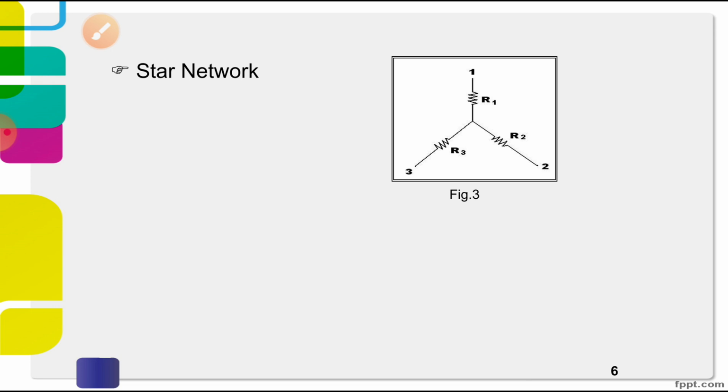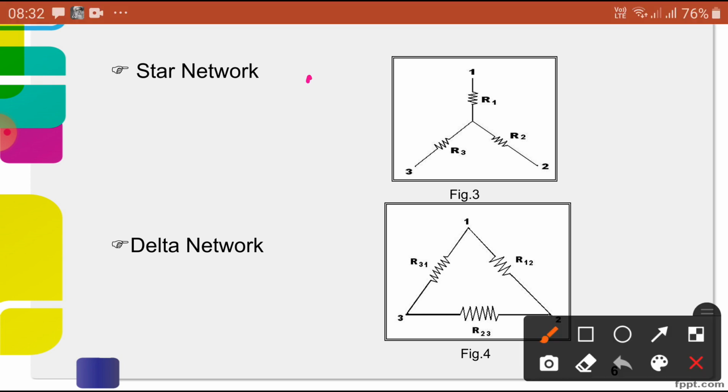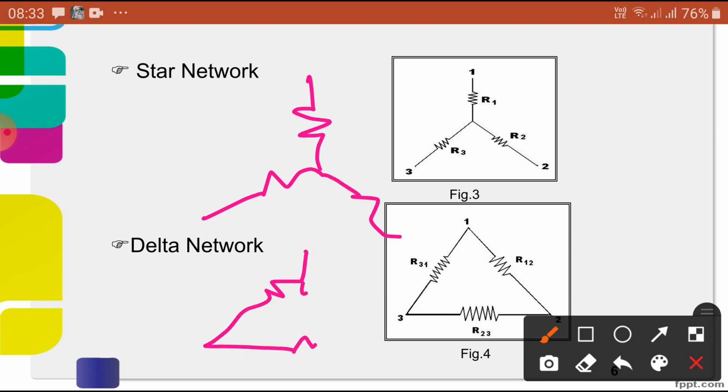Okay. So if all the similar ends of resistors are connected to a common point, it is said to be a star connection. Now another connection: if all dissimilar ends of three resistors are connected together, then it is called a delta connection. Simple. This is a star, simple resistors, and the same resistors you connect in delta fashion, then it is known as the delta connection.